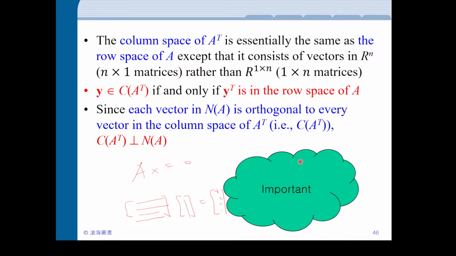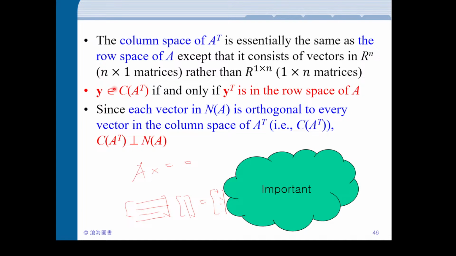Okay, and then we go to our fundamental theorem. So this is the thing we want to say. I guess this is something we already showed at the beginning. So we see that the null space is perpendicular to the row space, or the column space of A transpose.